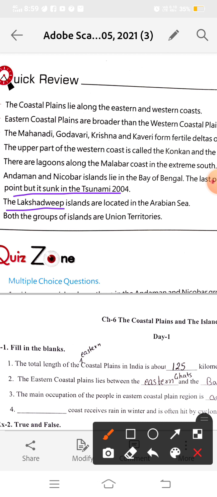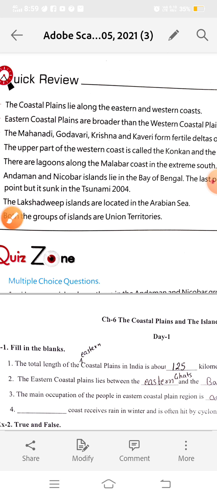I told you that both the island groups are our union territories, and Lakshadweep is the smallest union territory. Here it is given that both groups of islands are union territories, and Lakshadweep is our smallest union territory. Kavaratti is the capital of Lakshadweep, and Port Blair is the capital of the Andaman and Nicobar Islands. So the revision is done.